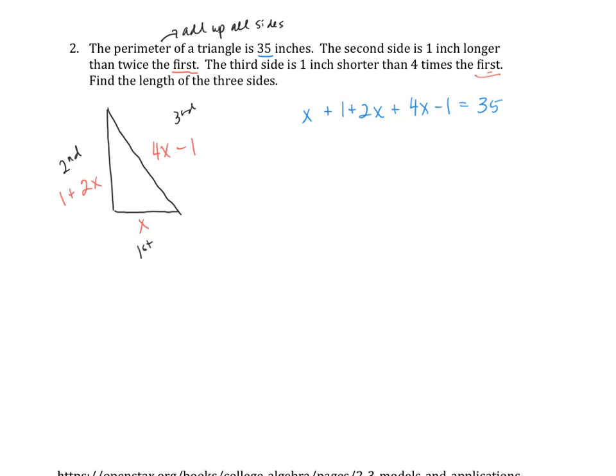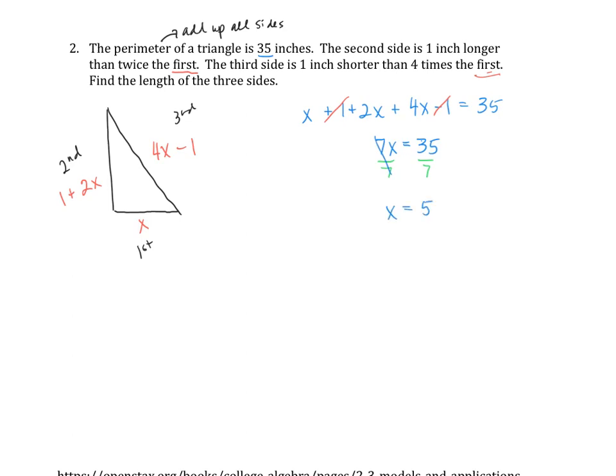Notice that I have opposites here. I have a negative 1 and a positive 1, so those are going to zero out. And now I'm going to combine my like terms. I have a 1x, a 2x, and a 4x. So that's going to end up giving me 7x equals 35. And then to solve, I need to divide by 7. And so then I get x equals 5.